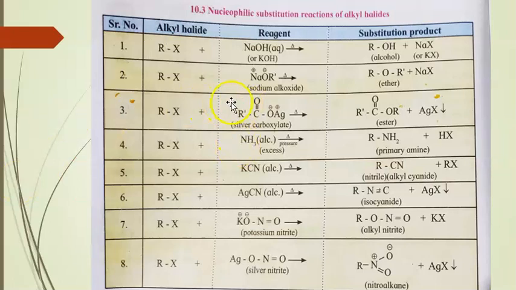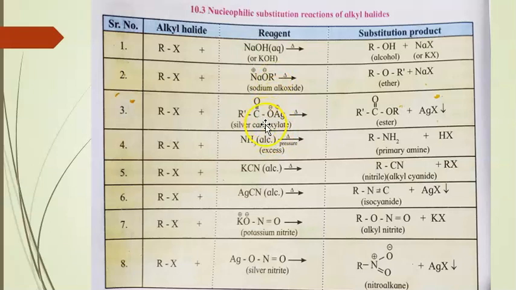Some examples of nucleophilic substitution reactions of alkyl halides. All are alkyl halides, that is R-X. Here are the reagents which contain the nucleophile. In NaOH, OH minus is the nucleophile, or KOH, which contains the OH minus nucleophile. In this example, OR minus acts as the nucleophile.